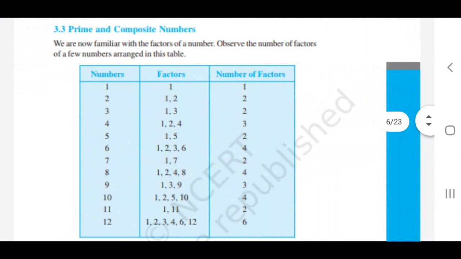Then here you want to add one more column to write prime or composite. Understood? Here 3 columns only. After the column number of factors, one more column you draw and write prime or composite. For example, 1. You can write neither prime nor composite. 2. Prime number. Along the 3, what you can write? Prime number. 4. Composite number. Like that you complete. Okay.